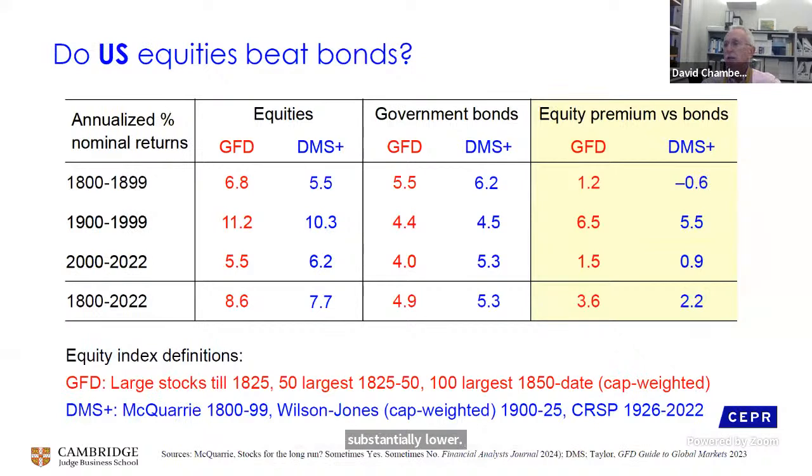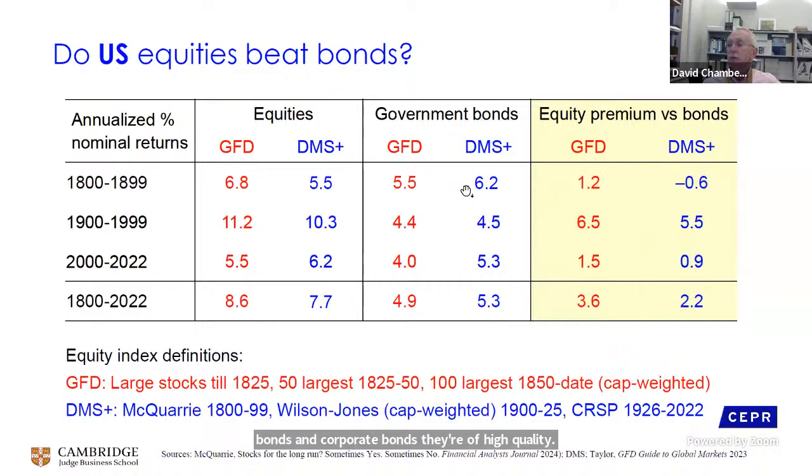If we look at the US, what's our experience? So the setup of this chart is exactly the same. We've got equities, government bonds, and then the equity premium versus bonds. Those of you who are familiar with the US government bond market in the 19th century might immediately question, well, what were the government bonds that we're using in the 19th century? Well, it's really a mixture of state and municipal bonds and corporate bonds that are of high quality.